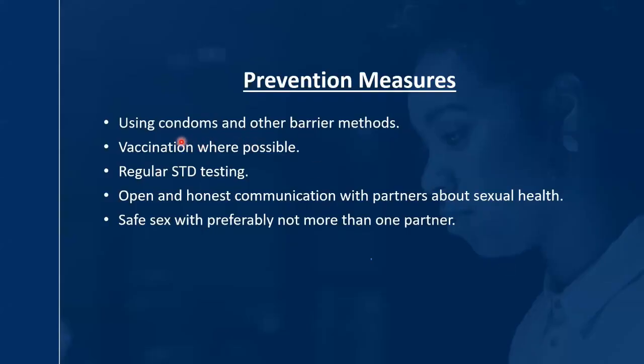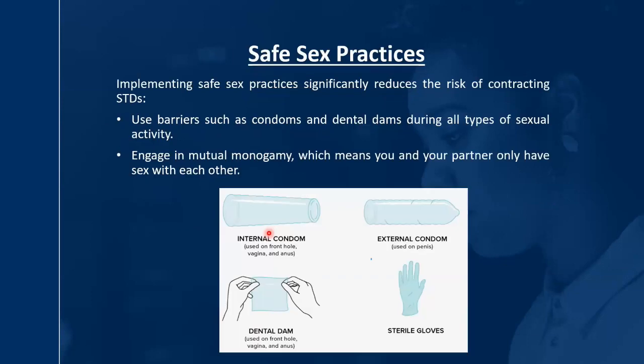So, preventive measures. Using condoms and other barrier methods can prevent STDs. Vaccination, wherever possible. A healthy person should not risk going for unprotected sex. Regular STD testing is very important. Open and honest communication with a partner about sexual health. If one person is already infected, he should let the partner know and he should see a healthcare provider. Safe sex with preferably not more than one partner is usually safe medically.